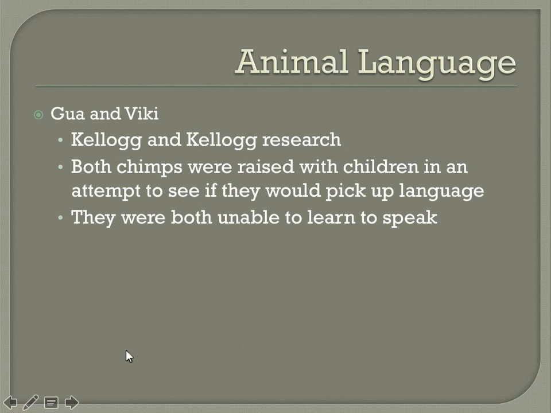They were raised with children to see if they would pick up language, and they were both unable to learn how to speak, which to me is kind of like, duh, because they don't have the right system, the same larynx and voice box that we do, so of course they're not going to learn how to speak. But they weren't able to learn language like the children were. So this was, in theory, a blow for animal language. But it was also early in the research, when maybe we didn't understand some of the things we do now quite as well.